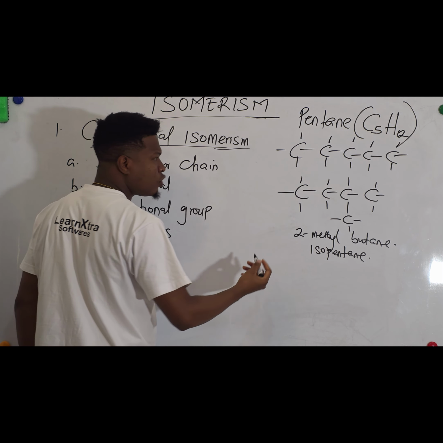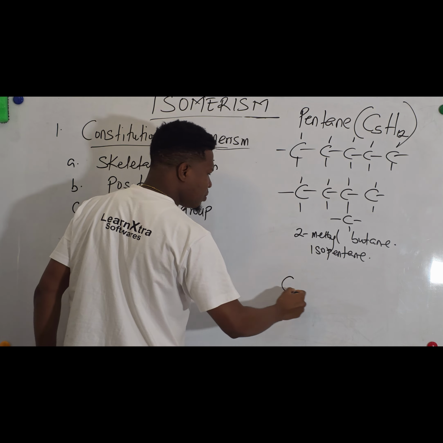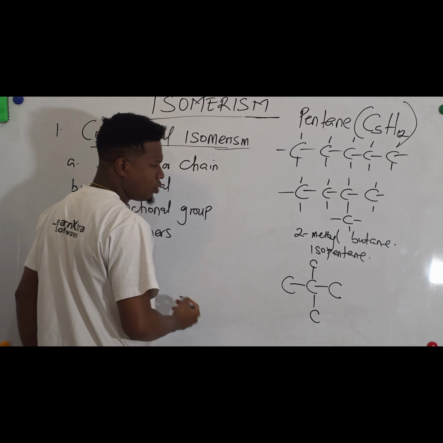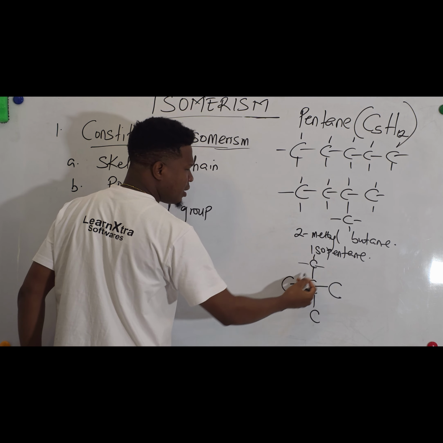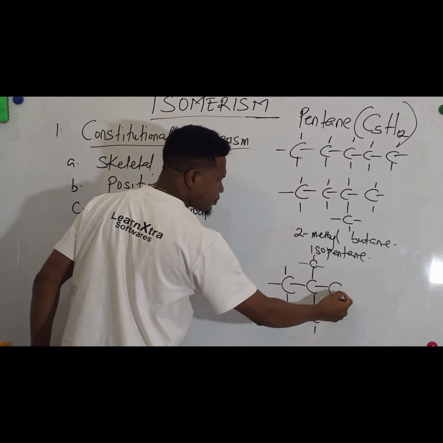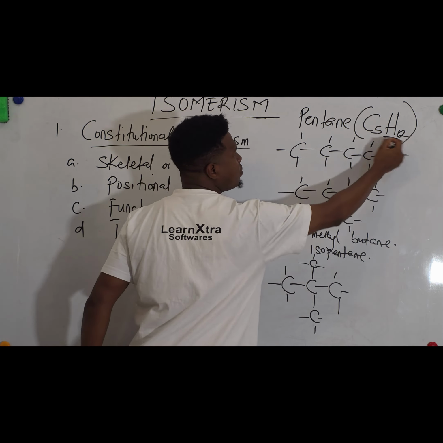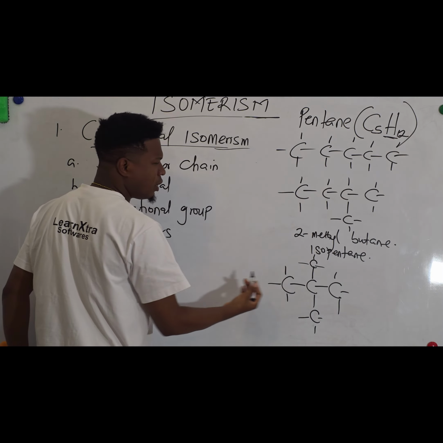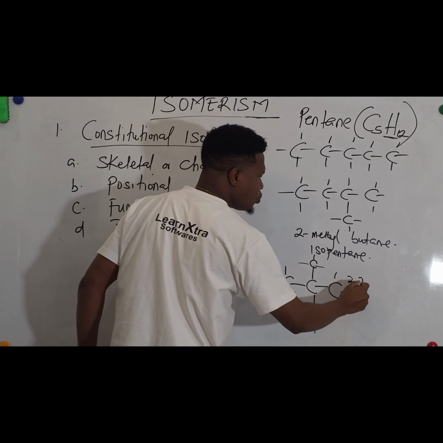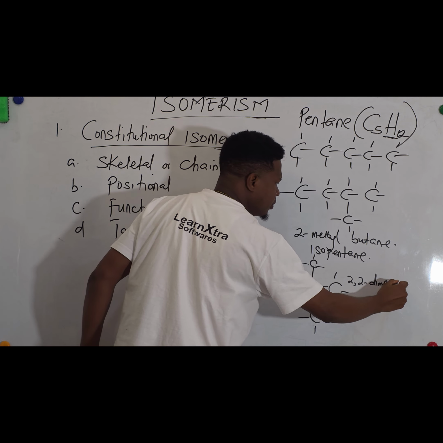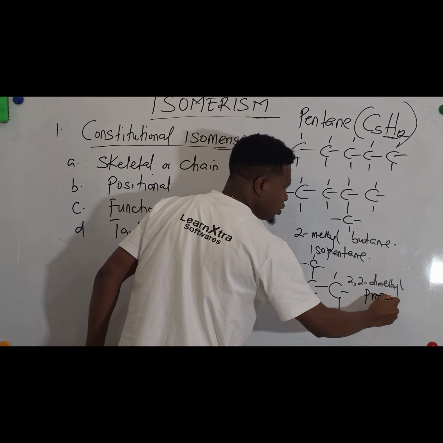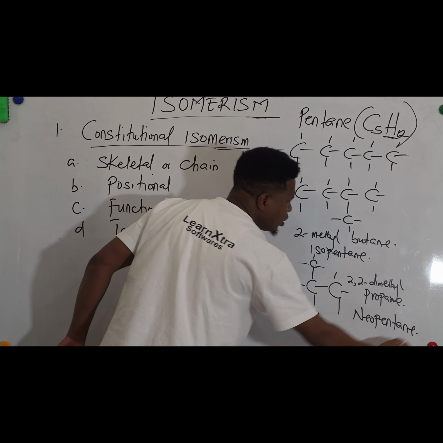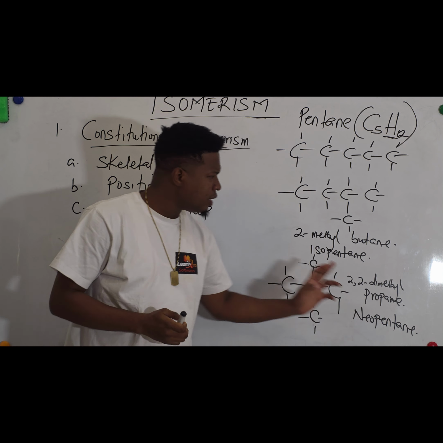Another way we can get another isomer is to branch 2 carbons. How do I branch 2 carbons? I have something like this. I'll branch 1 carbon here, and branch another carbon here. So this is still 5 carbons. If you complete the attachment, you will still have the same number of hydrogens, which is 12. So this one has 2 branches, but the other has only 1 branch. This one can also be called 2,2-dimethylpropane, or otherwise called neopentane. So this has 2 names, and this also has 2 names.